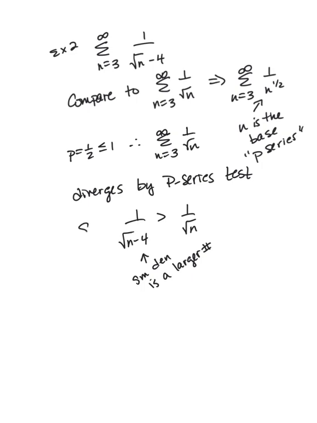So since this is true, the series n equals 3 to infinity of 1 over the square root of n minus 4 diverges by the direct comparison test. All right, so that's the direct comparison test. We'll be doing more of that in class. Let's look at the limit comparison test.